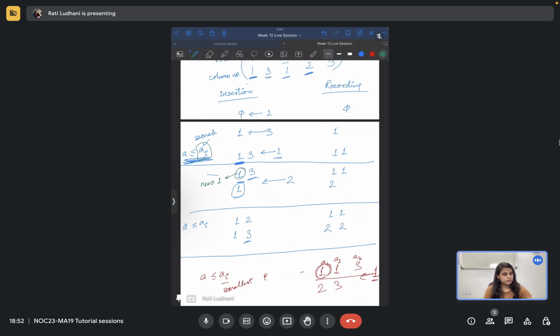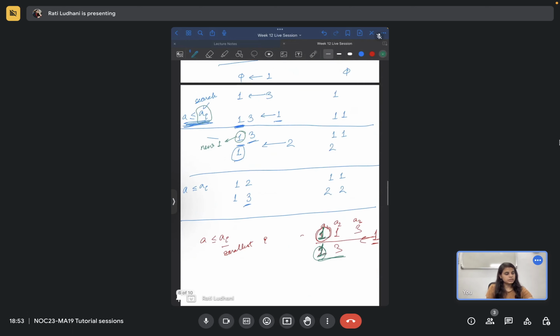So let's write it with green. So this is your new, and then you will insert it in the second row, and then you can see 2 is the first one which is less than or equal to 1. So you will get 1 here, and this will be bumped out, and this will go to the next one. So you will get this.